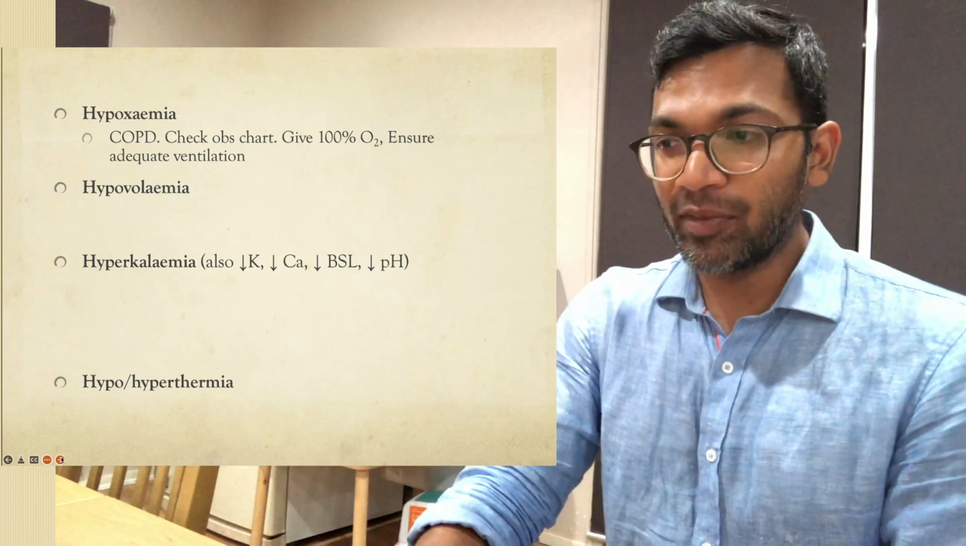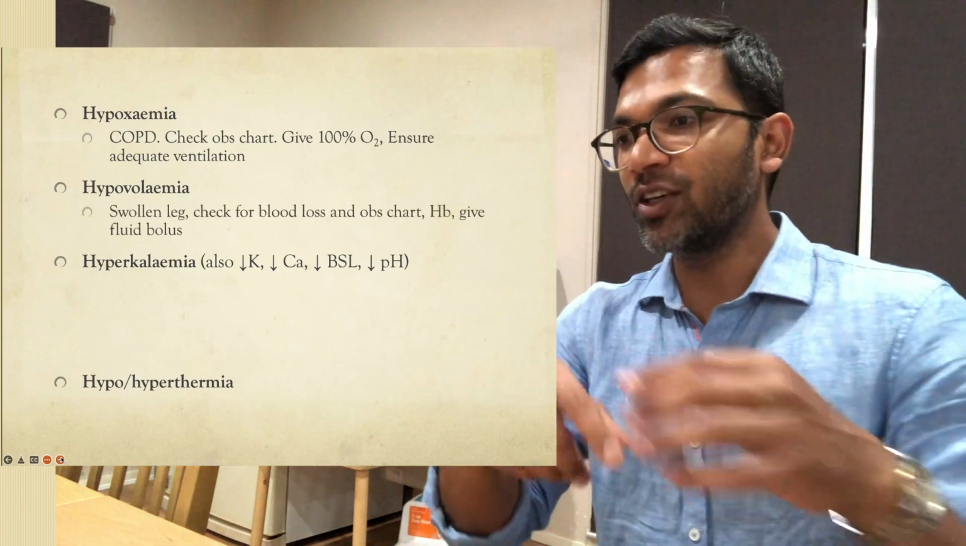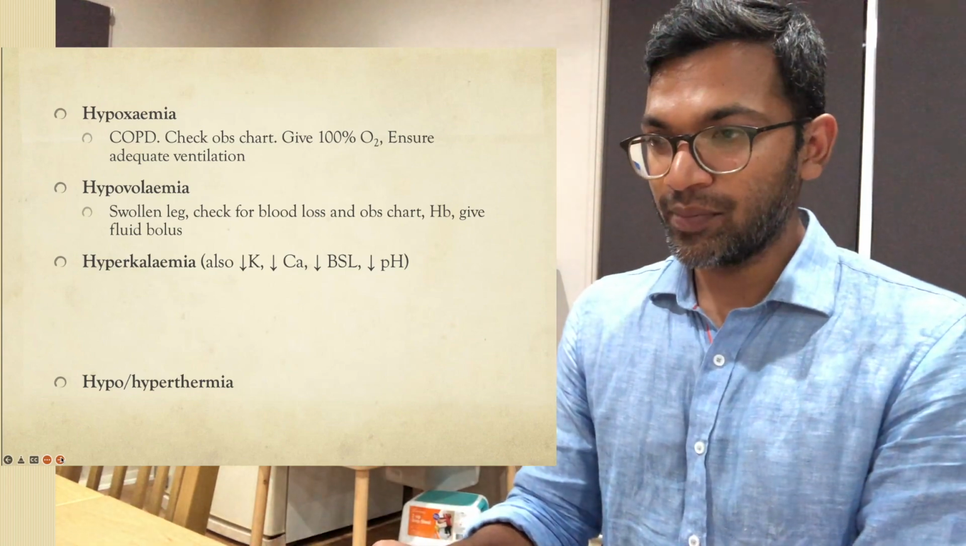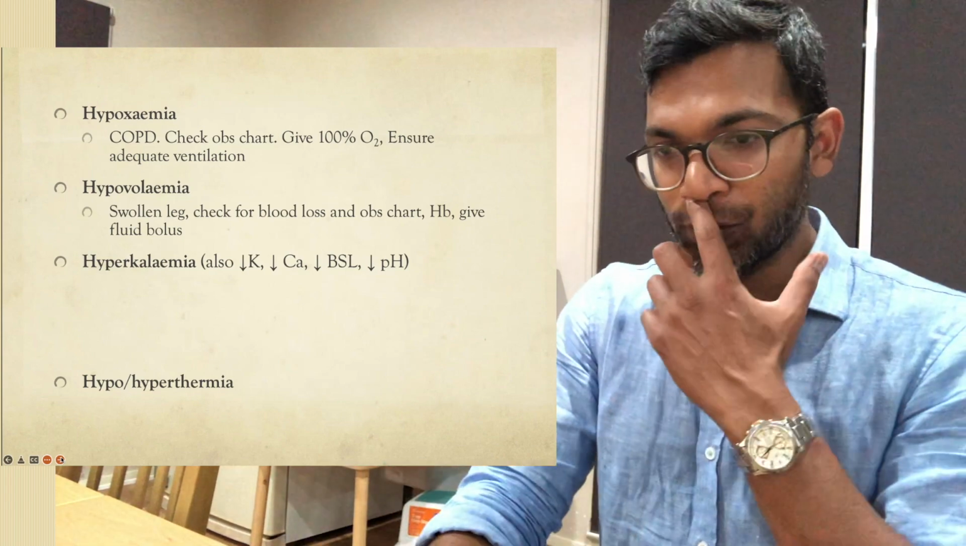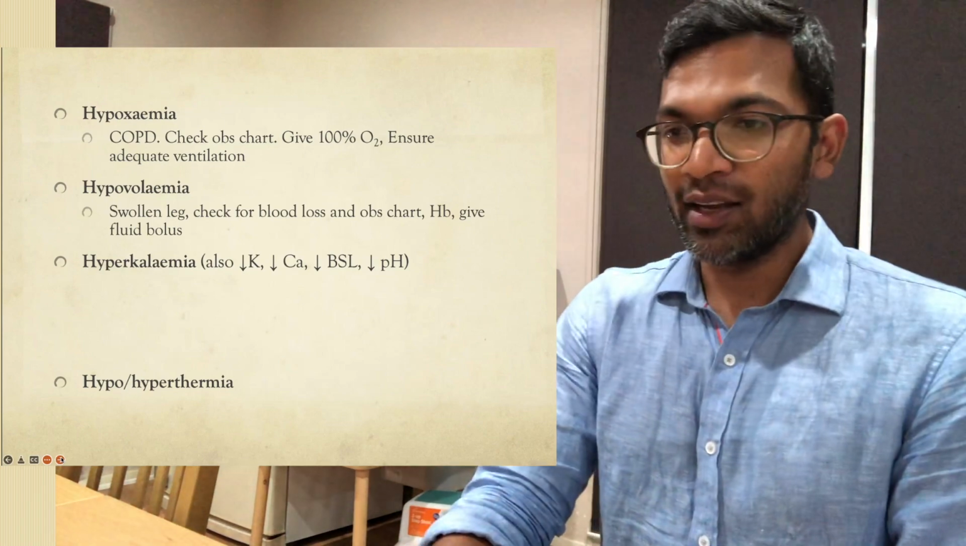This patient could be hypovolemic. They've just had an operation. They've got a swollen leg. So I'd look at the obstruction, I'd look at the drains, I'd check the Hb, and I'd give fluid if I thought that was the cause. This is literally how I talk through it. I think about what it is, think about the situation, and what I need to do.